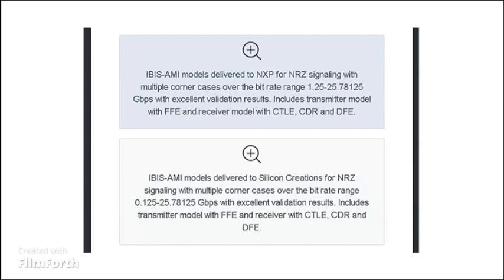IBIS-AMI models were delivered to NXP with NRZ signaling with multiple corner cases over the bitrate range 1.25 to 25.78125 gigabits per second with excellent validation results. And again, the transmitter included FFE, and there was a receiver CDR, CTLE, and DFE.